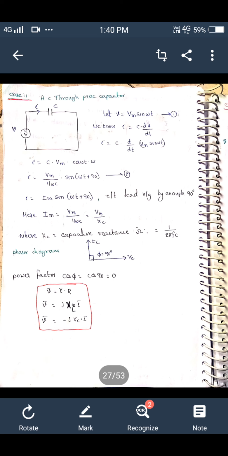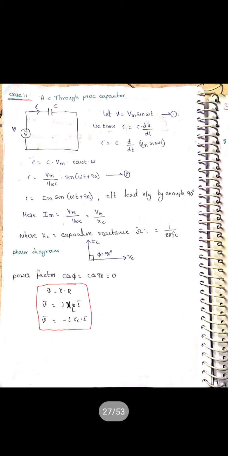See expressions 1 and 2 here. Voltage starts at 0, but current has plus 90. With this we can say current leads voltage by an angle of 90 degrees. Leading means positive. If voltage is taken as reference, positive 90 is in the anti-clockwise direction. If we take current as reference, to reach voltage we go clockwise. So we can say voltage lags current by an angle of 90 degrees, otherwise current leads voltage by an angle of 90 degrees.